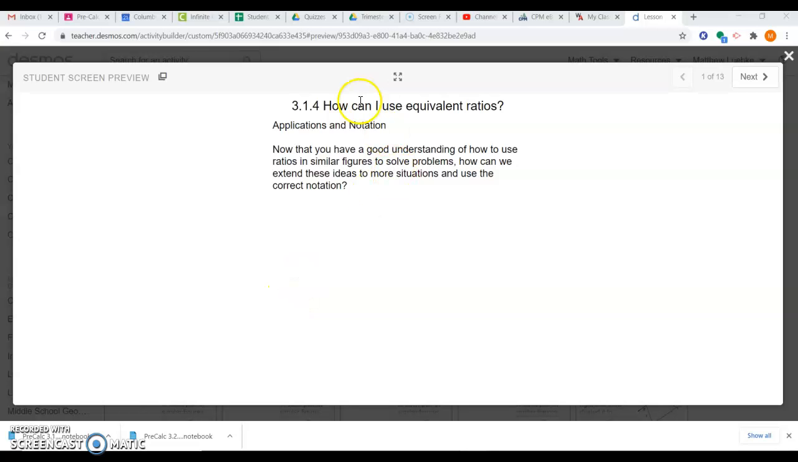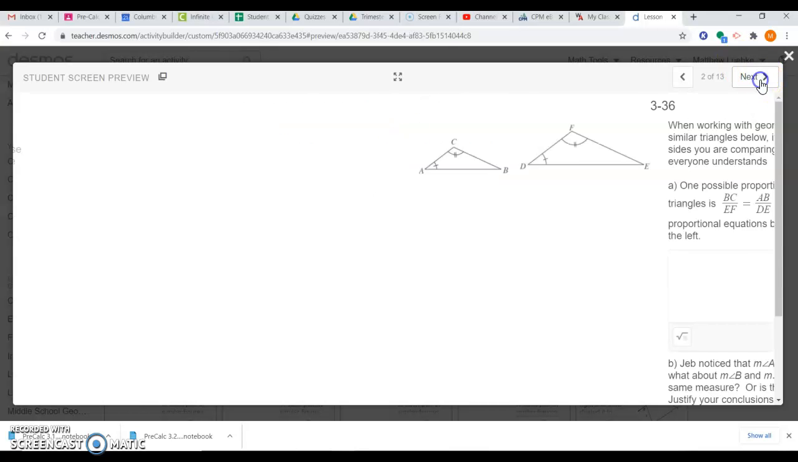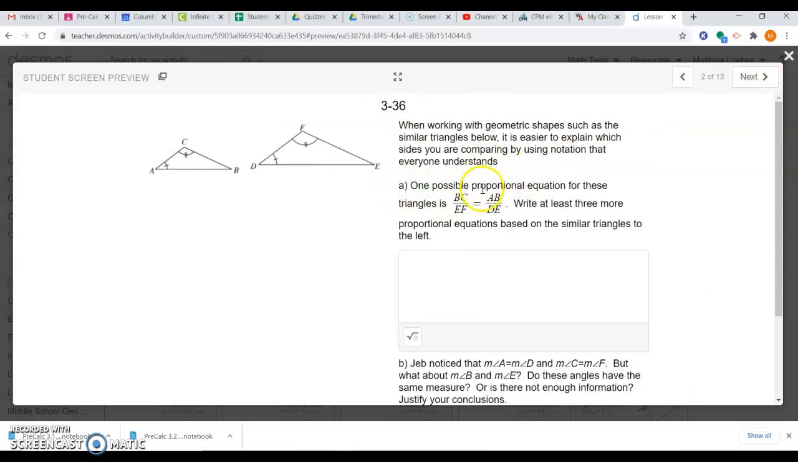All right, here is the video guide for lesson 3.1.4 on, again, using equivalent ratios, but we're going to investigate it further with different situations and making sure we're focusing on the correct notation when we're writing similarity statements or writing these equivalent ratios. First problem is going to have us investigating these ratios.